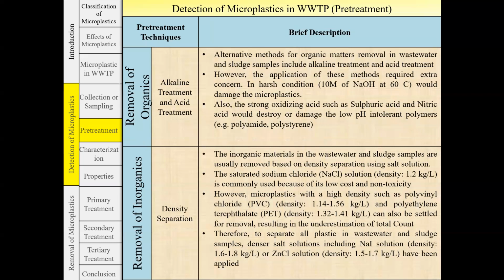The next method for organic matter removal is alkaline treatment and acid treatment. This is a faster method than the previous two, but with a higher concentration of acid or alkali, it can cause damage to the microplastic. So it is recommended that we use a low concentration of acid or alkali, so that low pH tolerant polymers could survive in this removal process.